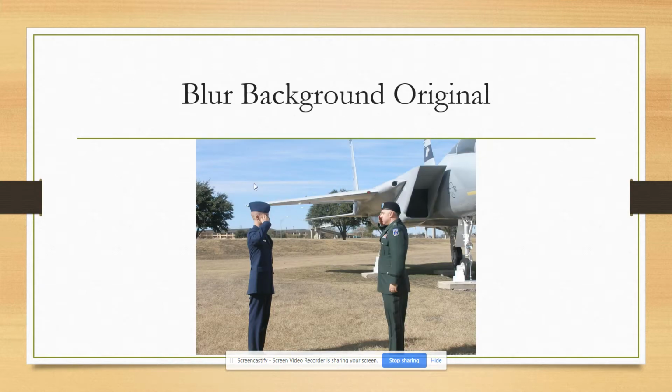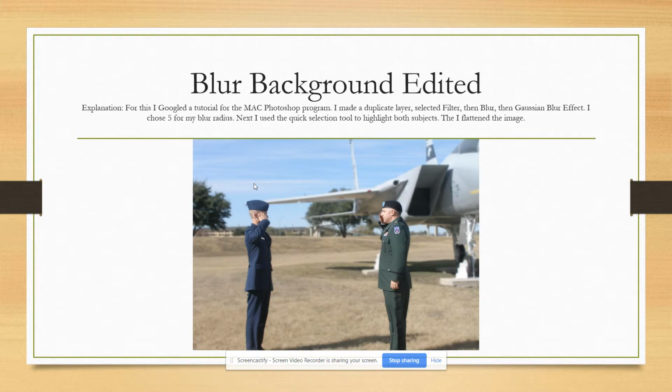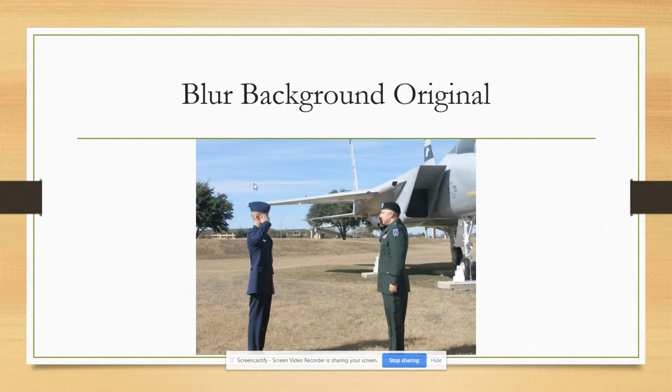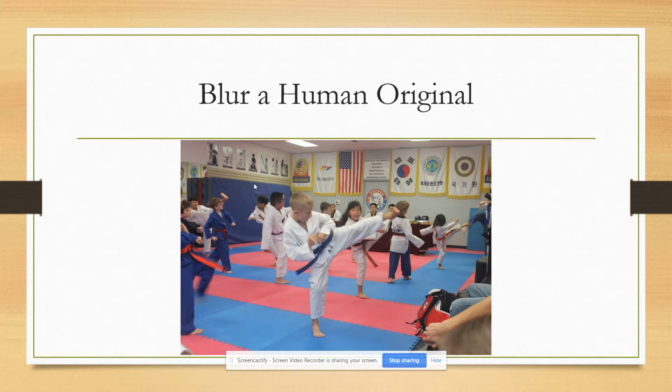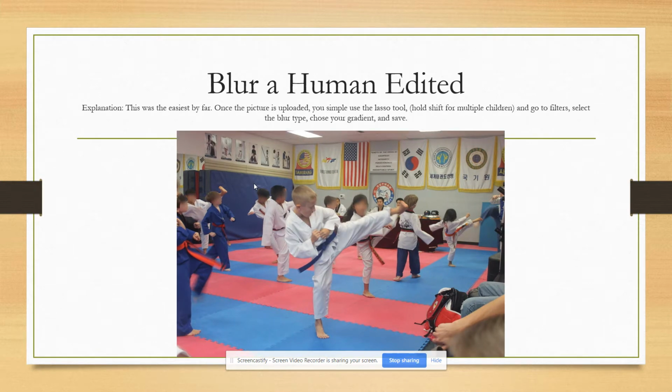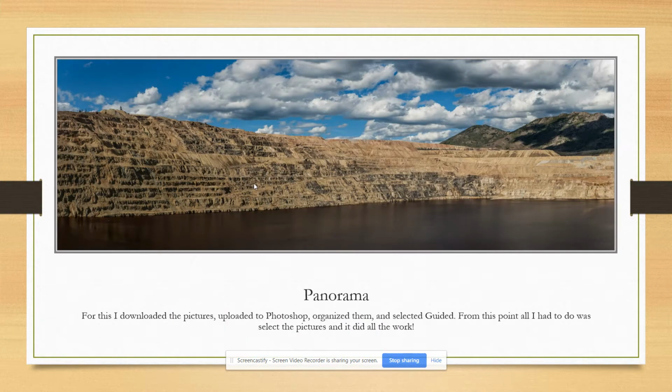And for this one, I blurred out the background. This is my son and my husband. So it just makes them stand out a little bit more. This one is blur a human because obviously in education, especially for those of us working on web pages, which most of the technology coaches are, we need to protect the identity of our students. So I went through and I blurred out all the students' pictures and their faces except for my son.